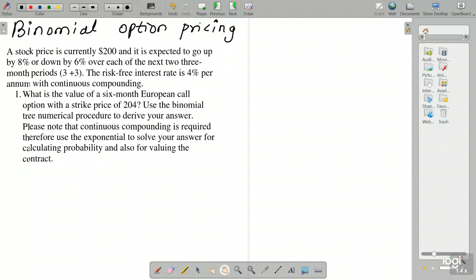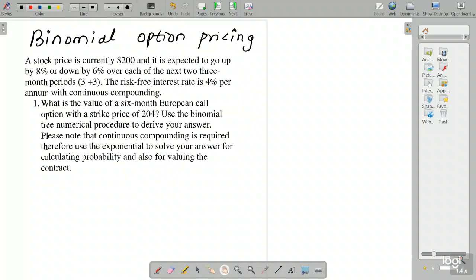Here in this question, our stock price is currently $200 and is expected to go up by 8% or down by 6% over each of the next two 3-month periods. Now here is one indication that you have got: the total time period of the contract is 6 months, but this 6 months is divided into 2 periods of 3 months each. So 3 plus 3 together make the 6 months. And how are we supposed to value this? We are supposed to follow the multi-period binomial option pricing model.